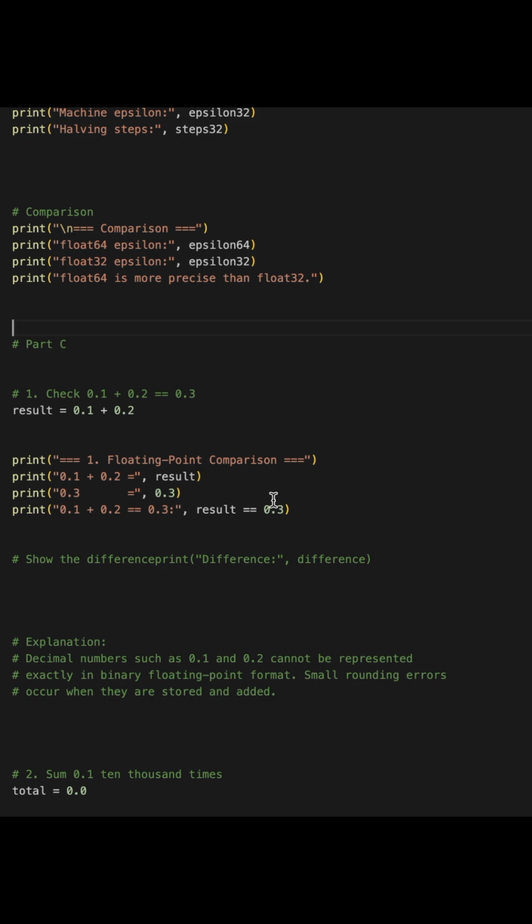And the main lesson is that computers do not always represent decimal numbers exactly, so understanding floating point precision is very important when doing numerical computations.